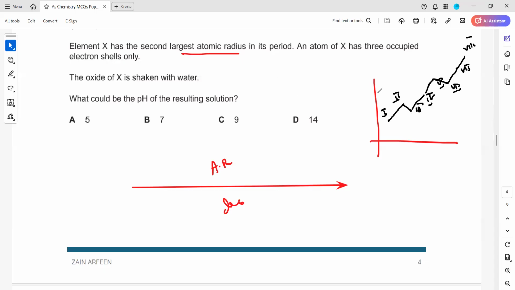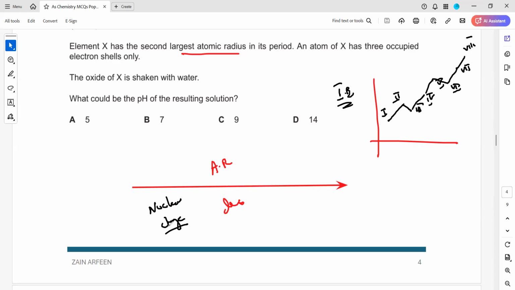So this is the actual trend, but generally as we move across the period, no, this is not the graph for size, this is a graph for ionization energy. So how do we compare the ionization energy with the size? If ionization energy is higher, then the size will be smaller. So generally, when we move across the period, the size decreases. Why does the size decrease? Because the nuclear charge increases.